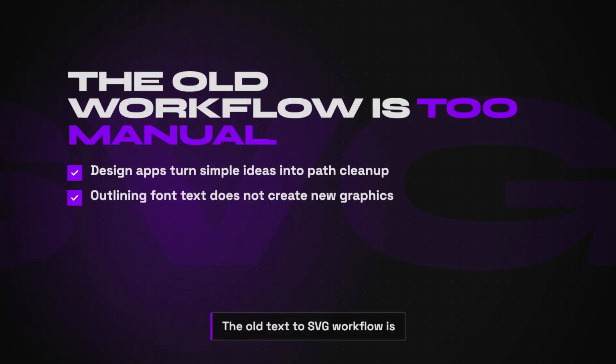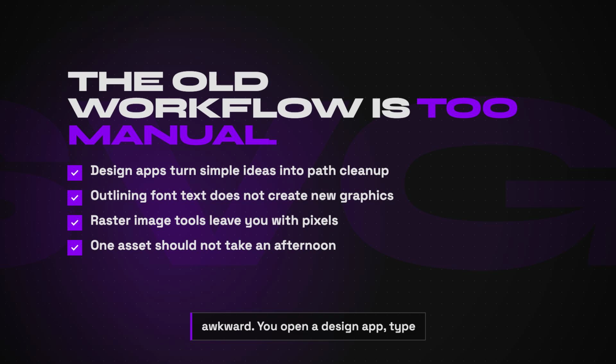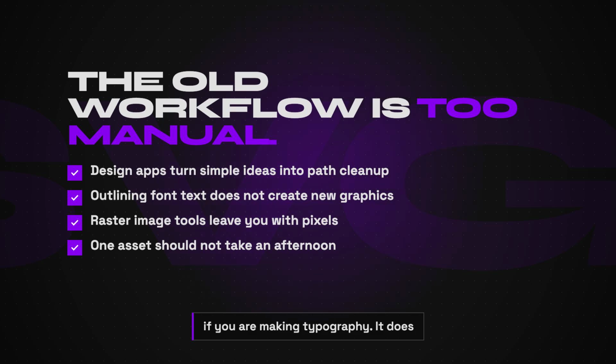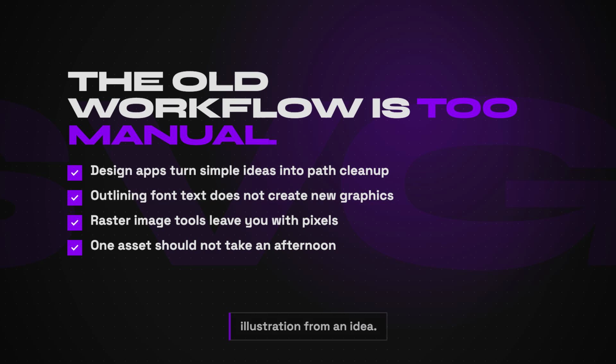The old text to SVG workflow is awkward. You open a design app, type words, convert them to outlines, adjust paths, export, test the file, then repeat when it does not look right. That works if you are making typography. It does not help much when what you really need is a logo, icon, badge, or illustration from an idea.